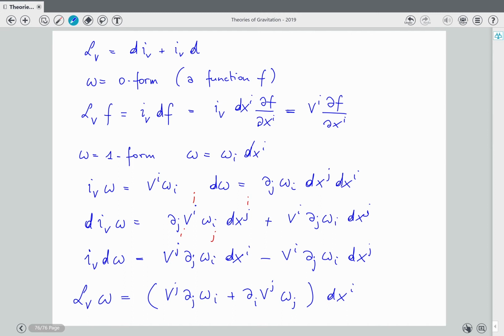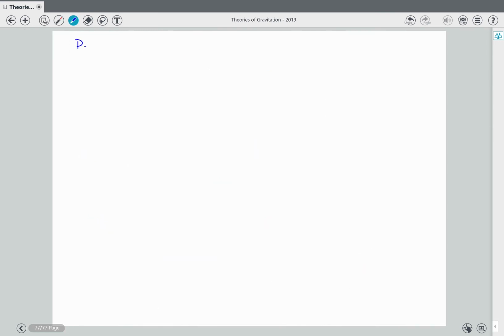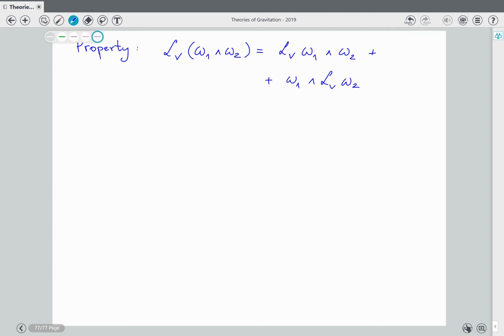Property of the Lie derivative of the exterior product of two forms is that it satisfies the Leibniz rule with no particular sign, because of the special properties of the Lie derivative. So that's it. So this is an exercise.